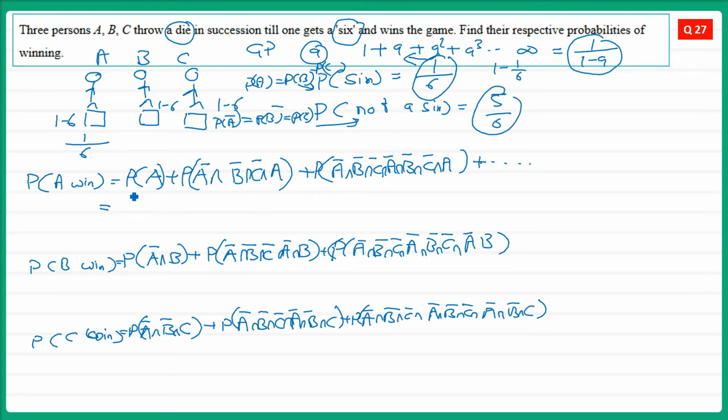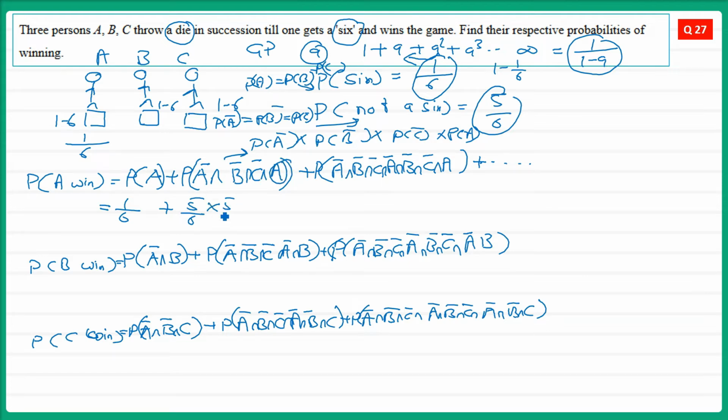Wherever you see a normal probability, whether it be A, B, C, it's 1 by 6. So I'm just replacing these values. These are independent events, so I'm just writing one of them so that you understand that A bar, B bar, C bar intersection with A gives you P(A bar) multiplied by P(B bar) multiplied by P(C bar) multiplied by P(A). So plus, P(A bar) is 5 by 6. All bars are 5 by 6 in this question.